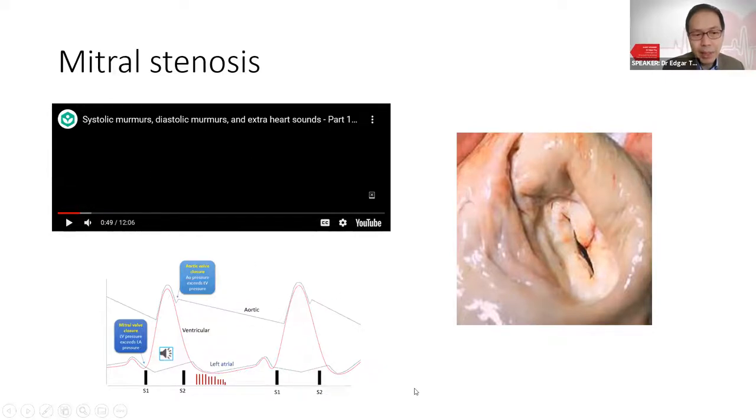So it typically happens after you hear the first and second heart sound, and then you have what is called a mid-diastolic rumble. And that is typical of mitral stenosis. It's best heard with the bell in the mitral position. And you can accentuate this with lying the patient in the left lateral position.